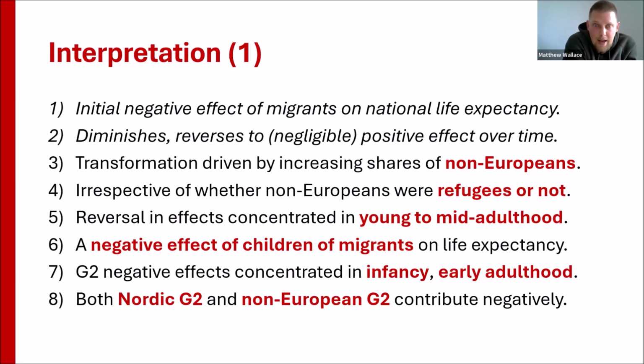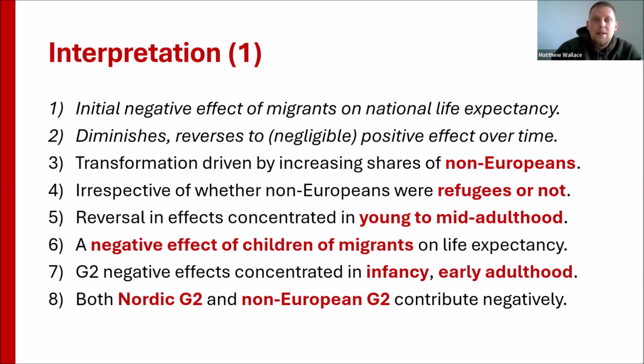So there's that. We found, which was really interesting, I think, a reversal in effects among migrants that was concentrated in young to mid-adulthood. And when we did age, origin, generation-specific decompositions, we can see clearly that that can be attributed to young adult non-European migrants. They don't show that here, but it's available in the paper.